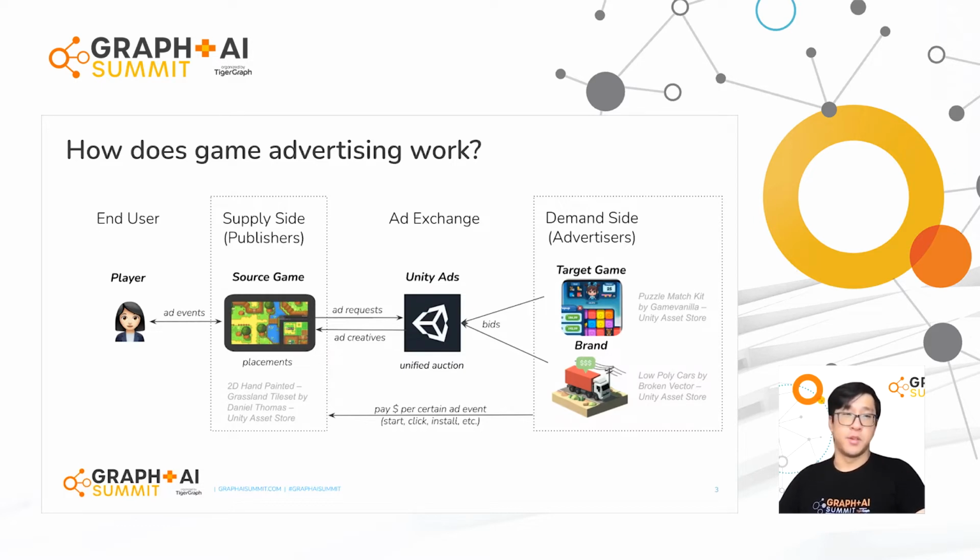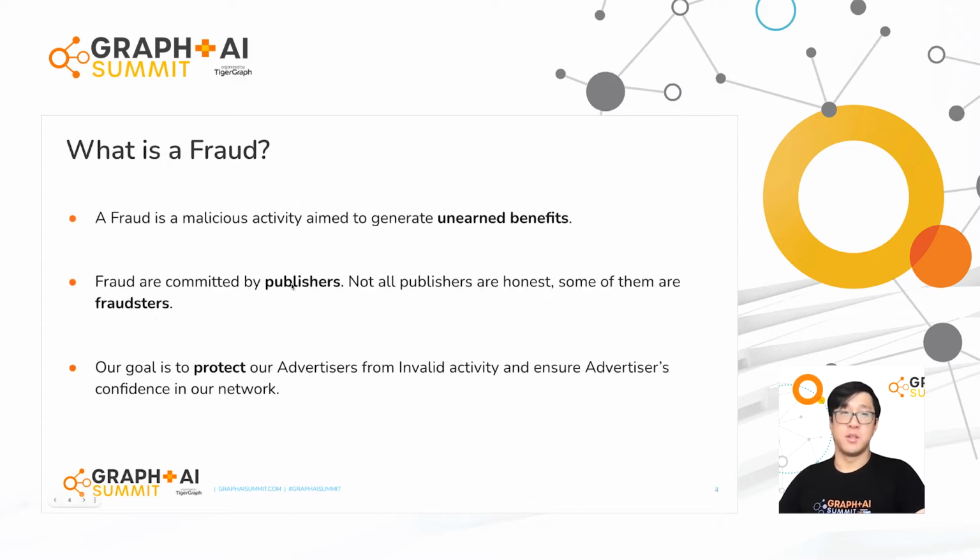Now, there's a problem we have to talk about. In the real world, not every publisher is honest in game advertising. Some of them, we call fraudsters, because they're committing fraud in this system. A fraud is a malicious activity aimed at generating unearned benefits. Most of the fraud is committed by publishers, and that is my domain. I'm from the department which detects fraud. Our goal is to protect our advertisers from invalid activities and ensure that they are confident in our network.